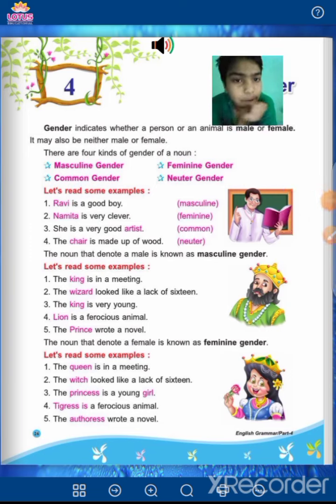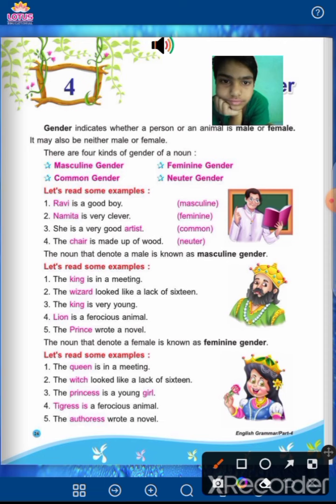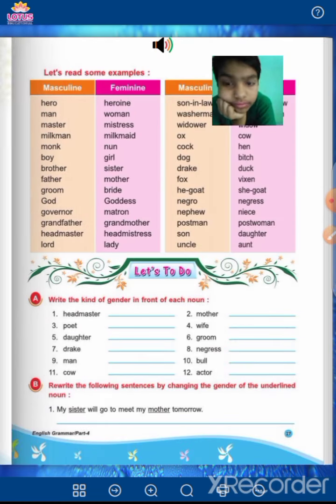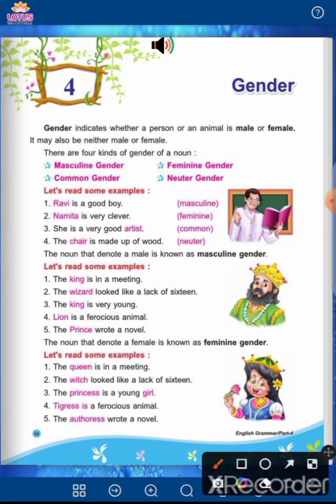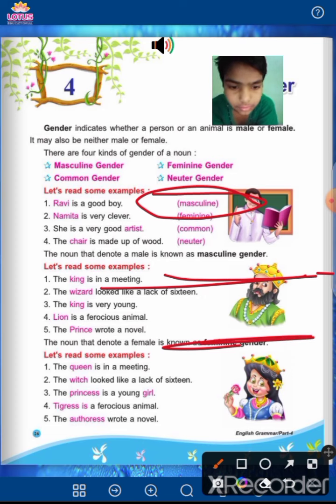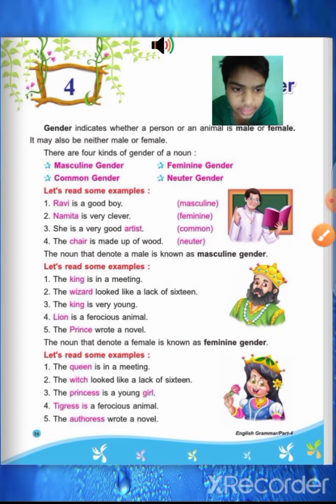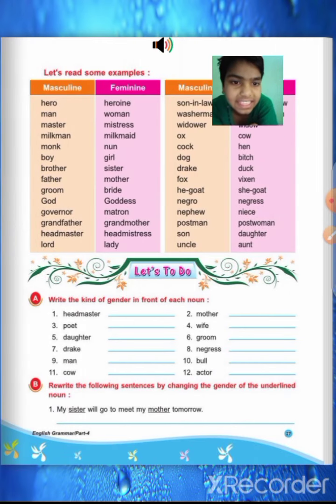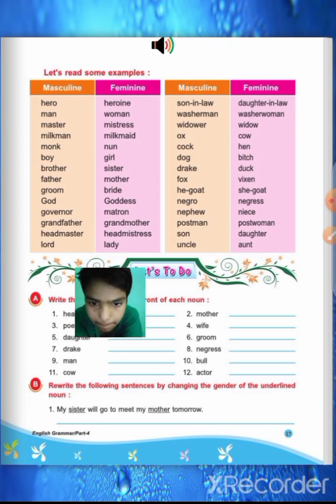Sorry for the interruption. Now let's continue. Tigress is a ferocious animal. Where has it stopped? Lesson 4. Okay. Gender. So, got a little idea what is masculine, what is feminine, right? So now, we'll go on to the next page. So, listen carefully. Let's see some examples.